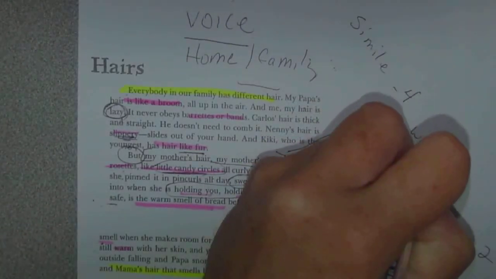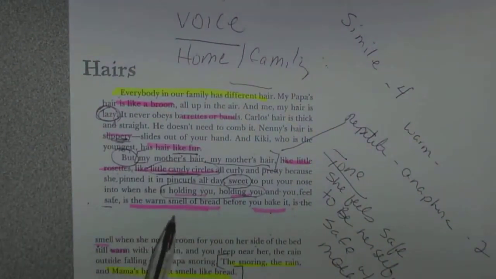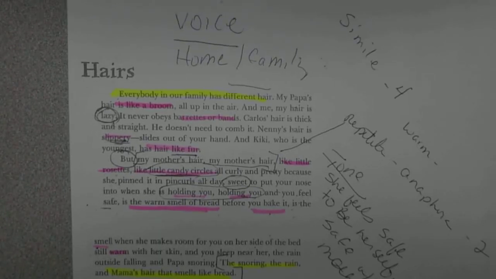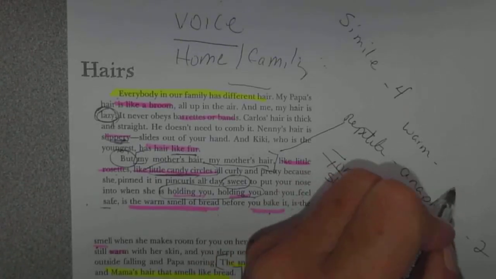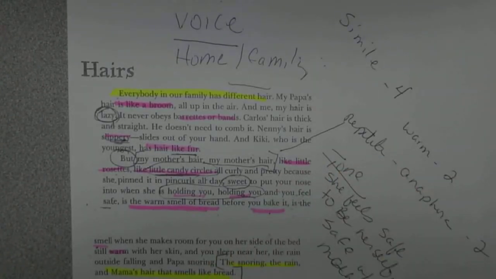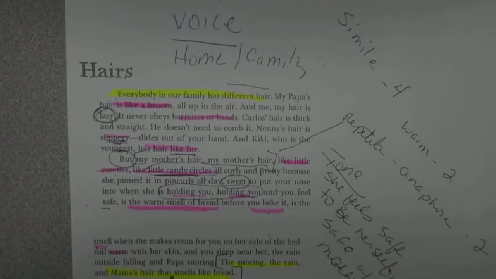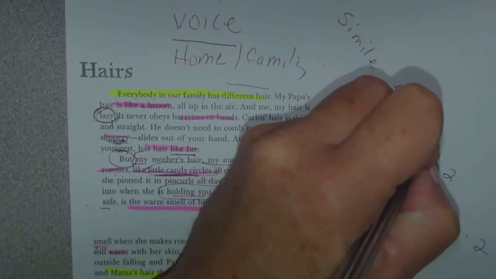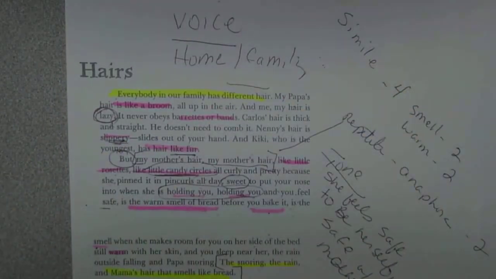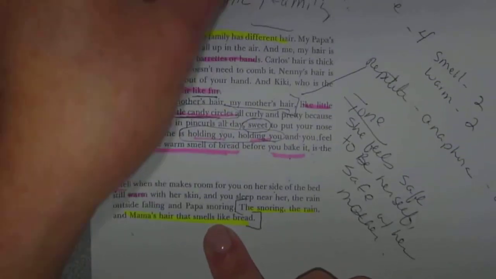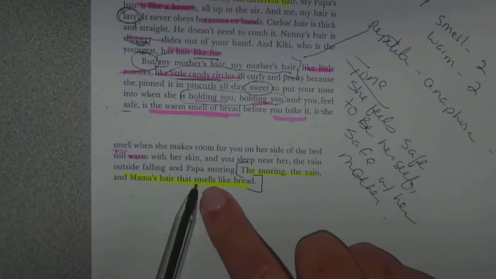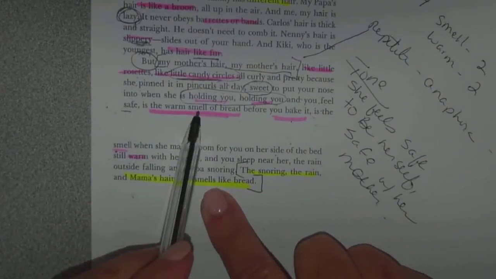So how many times does she use the word warm? 1, 2. We have 2 of those, right? And then we have the word smells, or smell, 1, 2. Do we have any more than 2? Oh, we can't see that. Oh, I'm sorry. Thank you for telling me that. Okay. The smells and the smell.